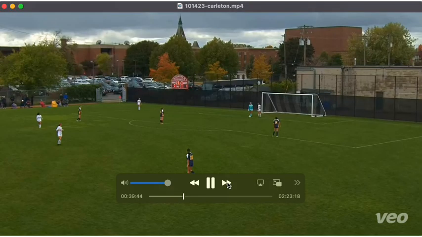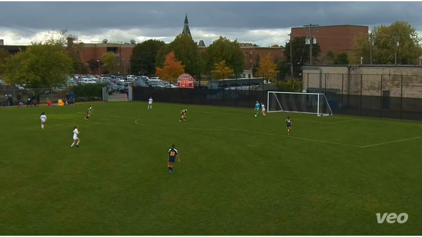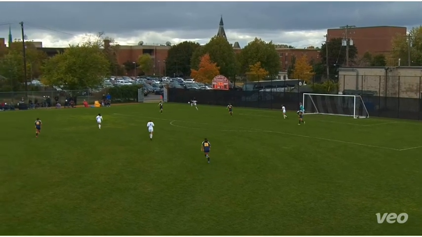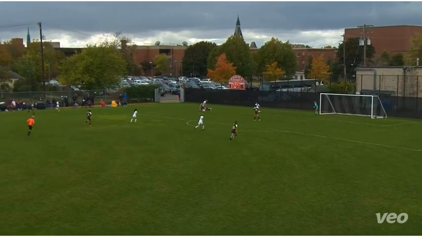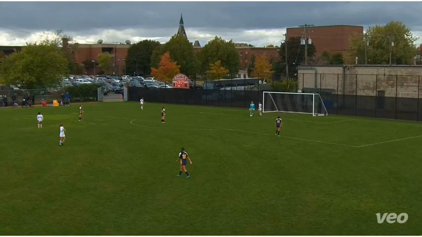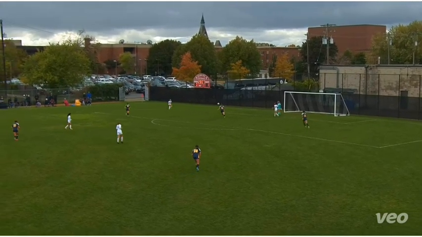Next one. We look at this one here. So we're going to watch again. And the big thing here is just the quality of the pass. We put Zoe in a bad place.